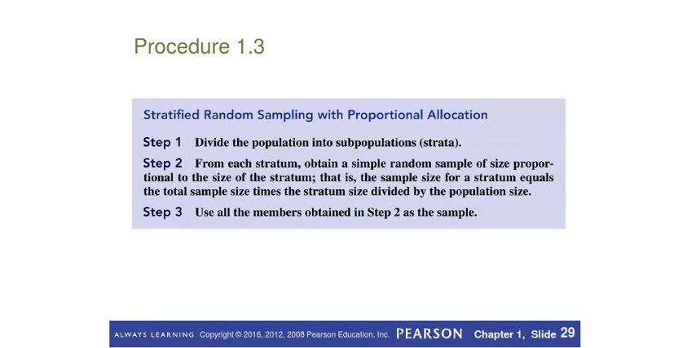We may also be interested in classes in a college, so we may divide up our population of students into freshmen, sophomores, juniors, and seniors, or graduate students, and ask them about their particular opinions based on that subpopulation. So from each stratum, we obtain a simple random sample of size proportional to the size of the stratum, that is, how big it is, right?